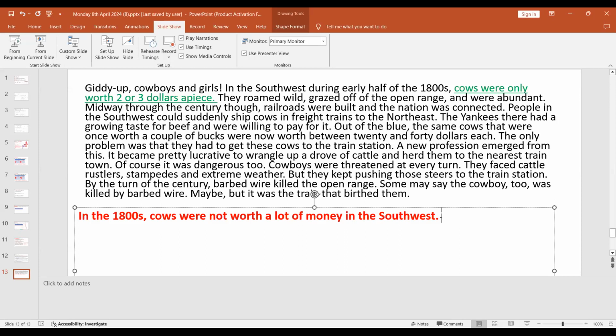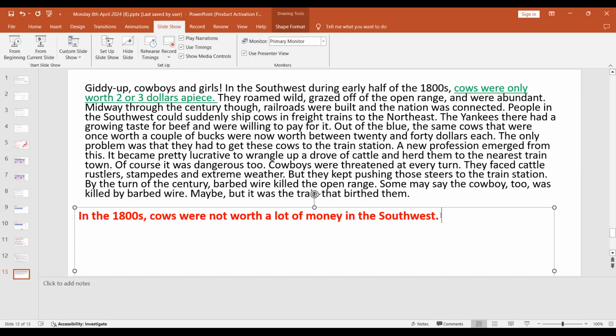You all missed the main idea. What happened that caused the cost of cows to change? No one could tell me? Transportation. Very good. The invention of what? Railroads. The invention of railroads. So that's the main idea. That's basically what we're talking about, right? This is talking about the transformation that railroads had on the cost of cows. You know what I mean?